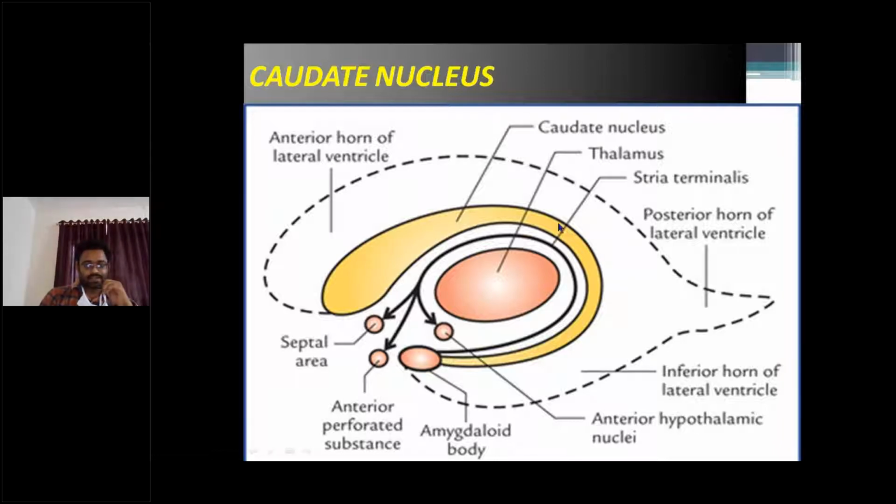So the caudate nucleus is a comma-shaped body. It contains a head, a body, and a continuation as a tail. So what are the parts of the caudate nucleus? Head, body, and body continuation as a tail. The caudate nucleus is a comma-shaped body that surrounds the thalamus, and it projects into the lateral ventricle.